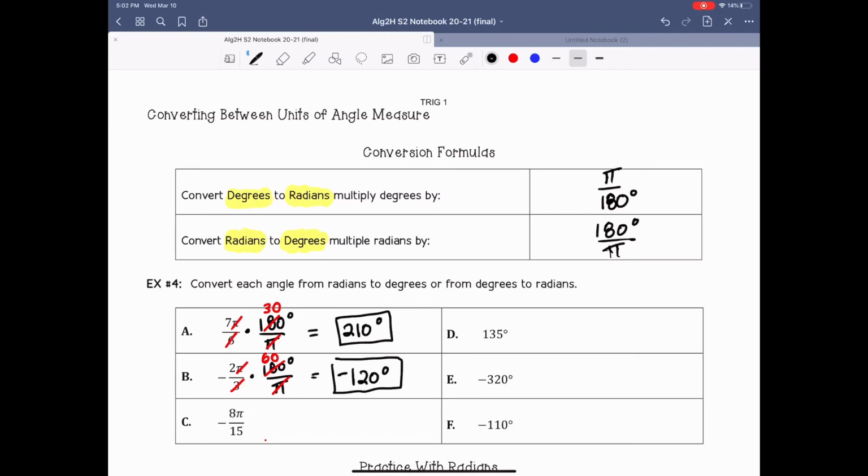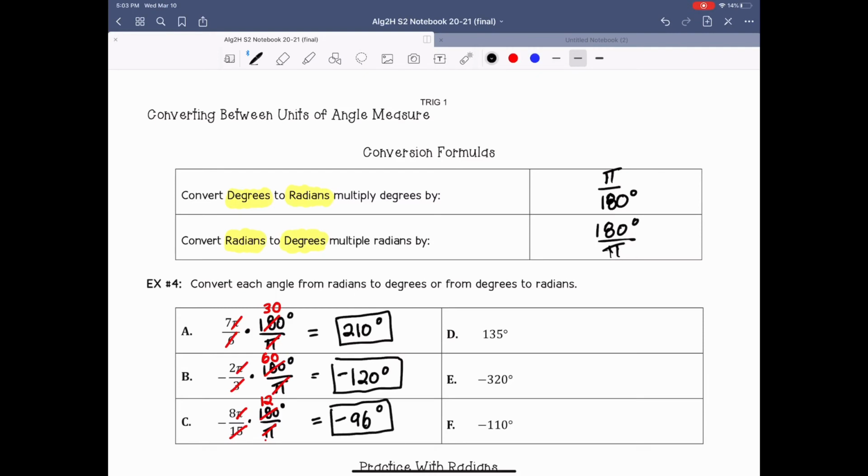Last but not least, negative 8 pi over 15. Once again, we multiply by 180 degrees over pi. First thing that cancels is my pi symbol. All right, and now let's see what else can simplify. Well, I know that 15 is going to go into 180 12 times, and then negative 8 times 12, that's going to give me negative 96, and we do have the unit degrees.